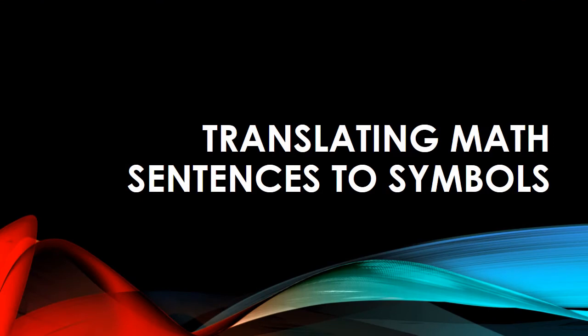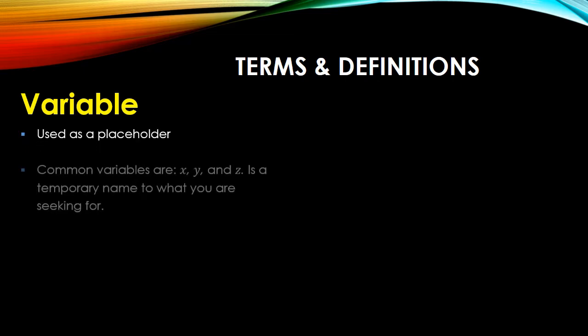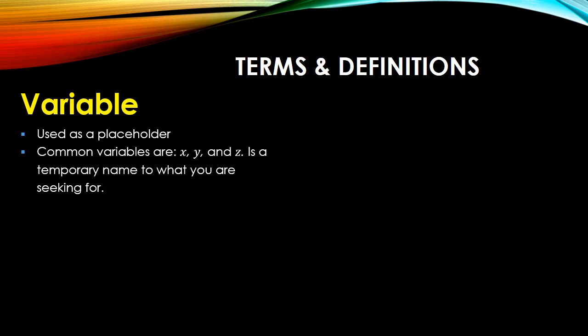Okay, now we're going to translate math sentences to symbols. Useful kayo ito yung pag-familiarize sa mga symbols na gigamit sa math para ma-translate nato ang mga sentences to symbolic form. So let us discuss the terms and definition. First, we have variable. This is used as a placeholder, meaning butanganan siya, wa pata kahibawon sa atong ibutang. The common variables are x, y, and z.